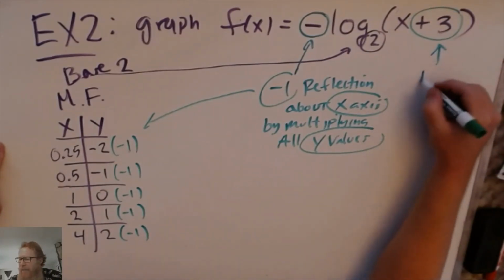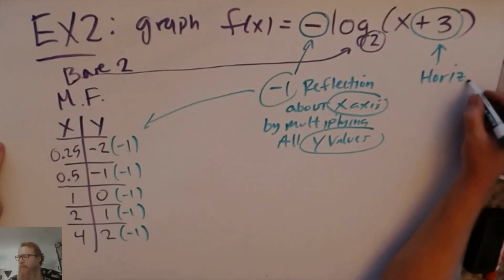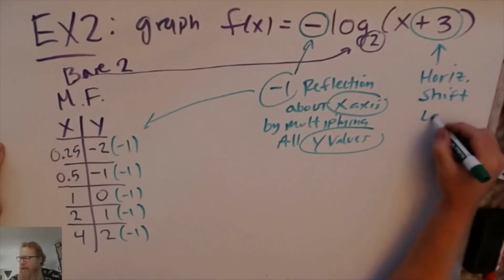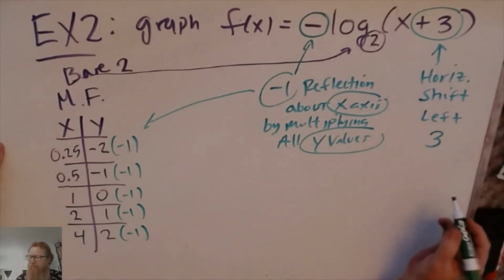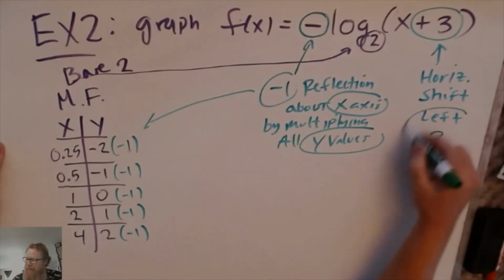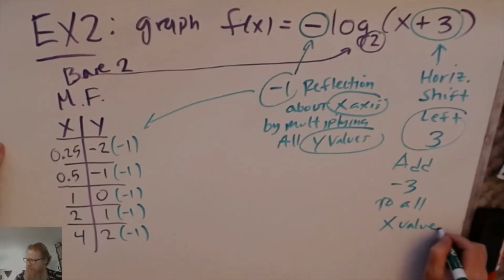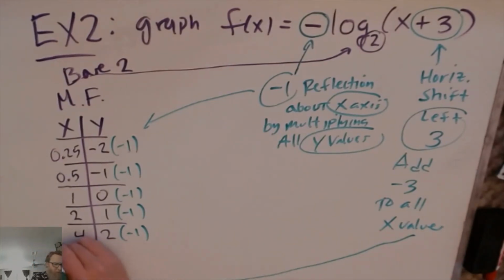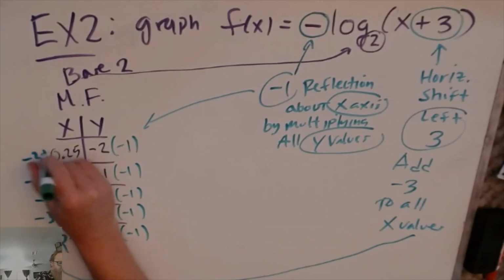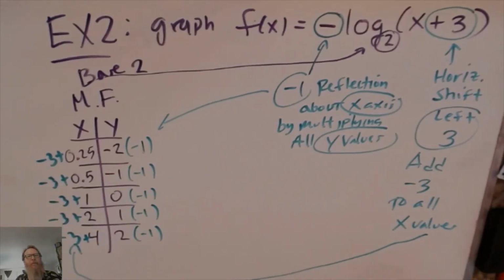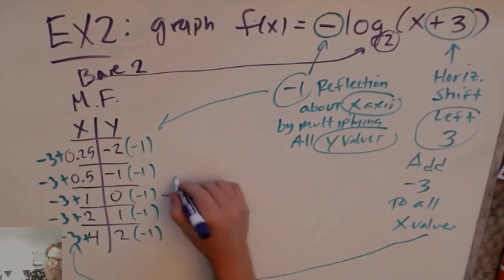The +3 is a horizontal shift. I don't have to tell you that. It's opposite, right? So +3 means left 3. So we're going to add -3 to all the x values. So over here, I'm going to add -3 to all my x's. You can see that I'm adding -3 to all the x's. And now I'm going to go through my transformation.